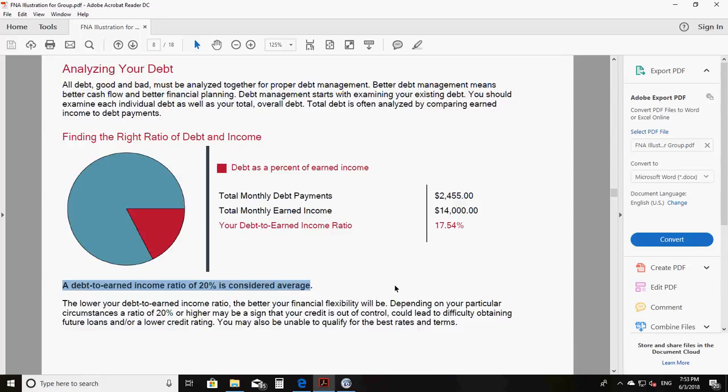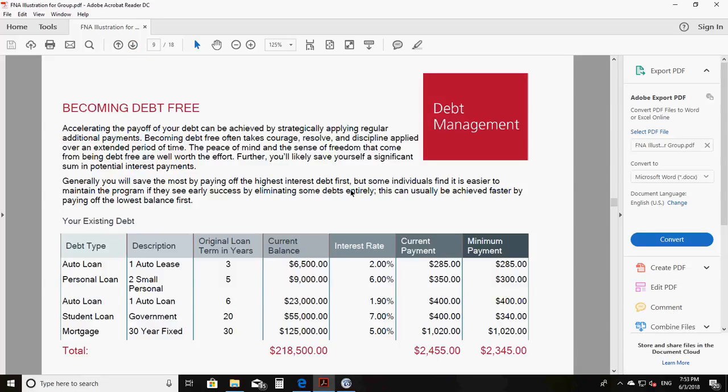It's not as easy as just saying over or under 20%. You have to be able to tell what debt is here. If it's above 20% and it's all unsecured debt, yeah, it's a problem. If it's above 20% and there's a mortgage and student loans in there, not so much of a problem. And you're going to be able to tell on this very next page.